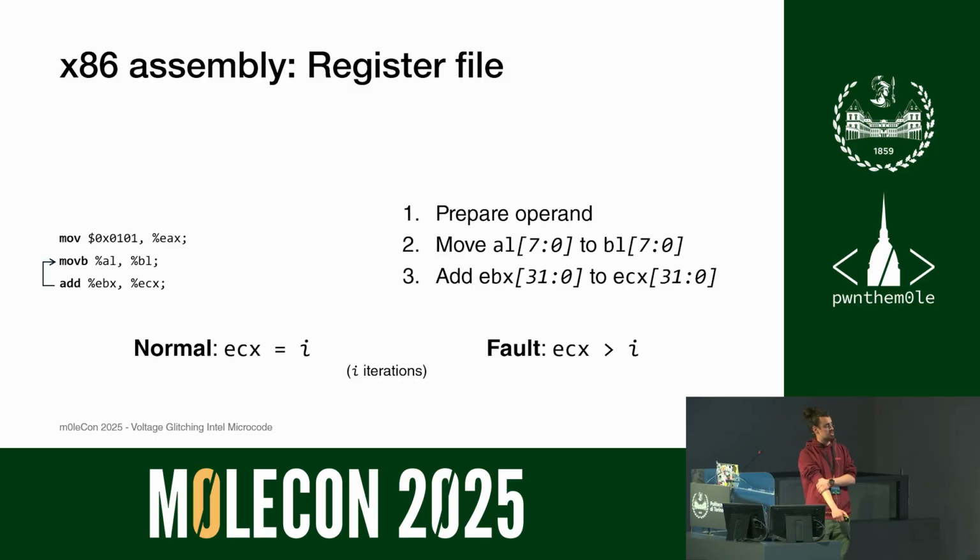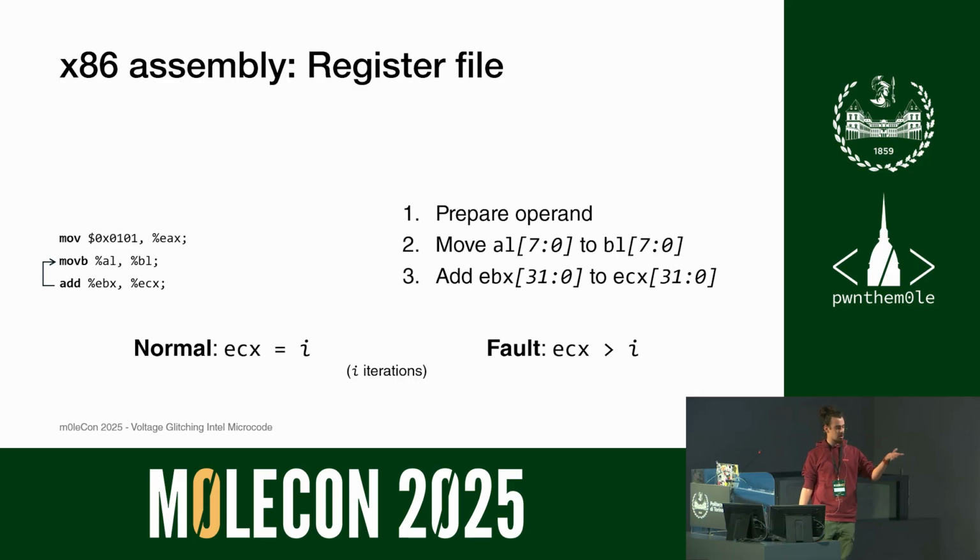Now let's see about the register file. You make the code even simpler. Essentially, you just have one value, which is 0101, and then you move a byte. So you are truncating this 0101 to 01, and you move that to B, and then you do an addition. And you just keep on doing that until enough time has passed on the CPU for the glitch to be injected.